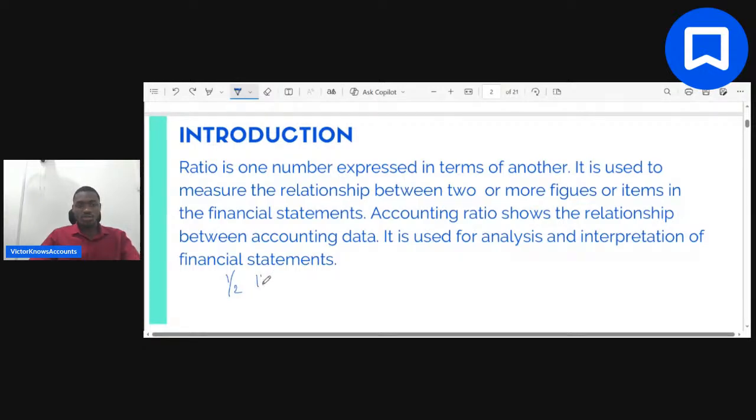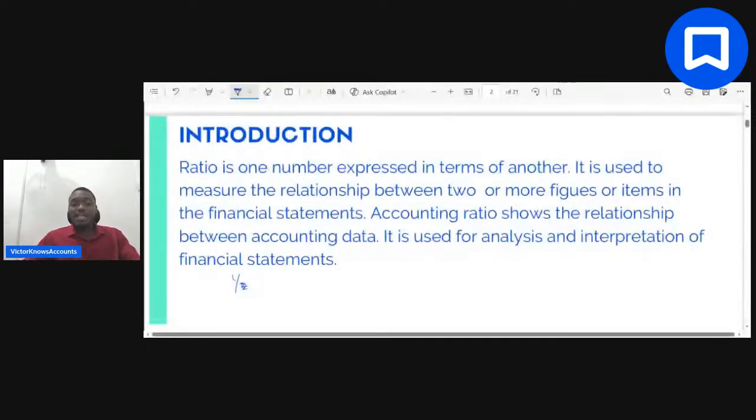So if it is 1 ratio 2, so 1 over 2, you want to find how 1 relates with what? With 2. So it is one number expressed in terms of another. So 1 is expressed in terms of what? In terms of 2. It's as simple as that. You want to know the kind of relationship that exists between 1 and 2. Do you understand that? So it is used to measure the relationship between two or more figures, and accounting ratios are used to measure relationship between figures or items in the financial statement.